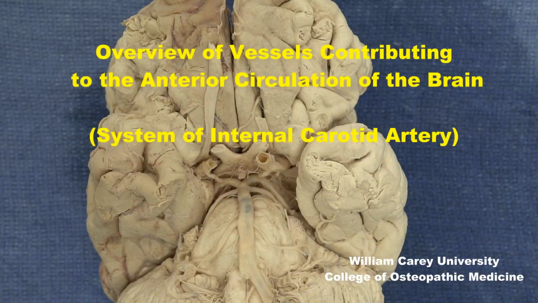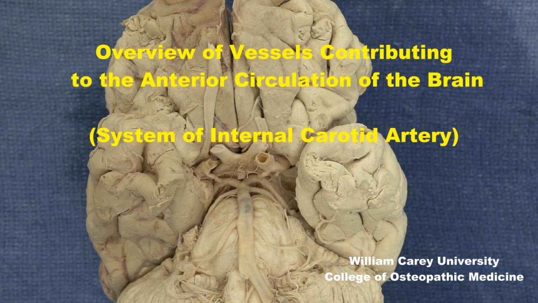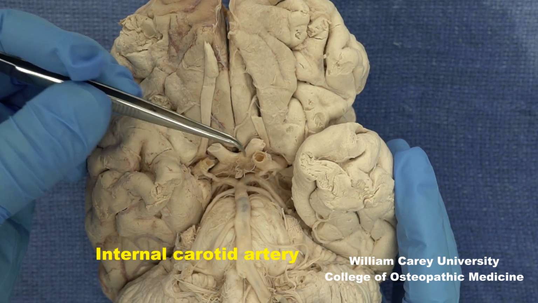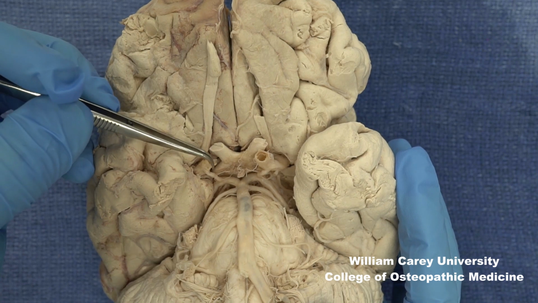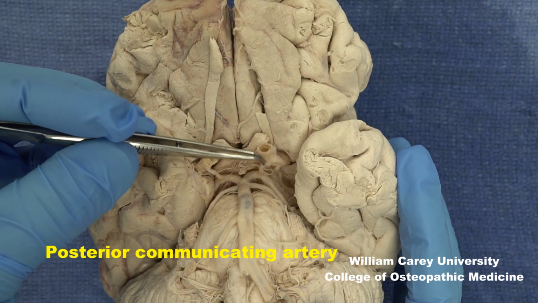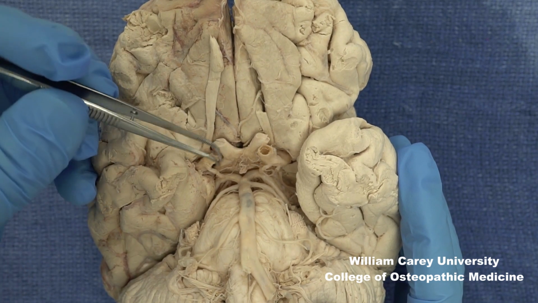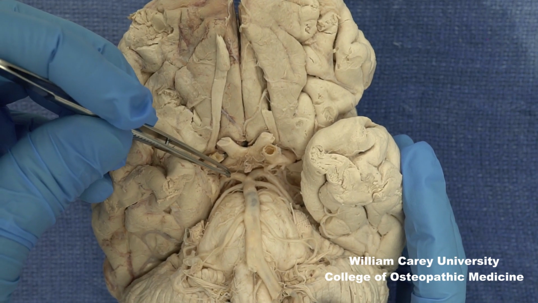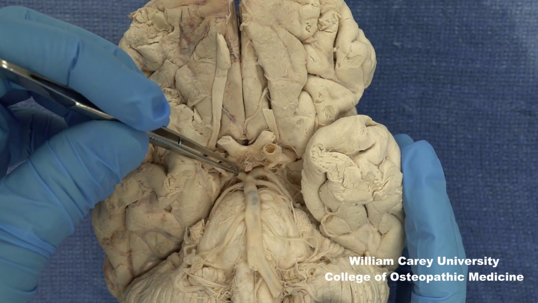The goal of this video is to demonstrate the initial portions of vessels contributing to the anterior circulation of the brain, also known as the system of the internal carotid artery. Here's the parent vessel, the internal carotid artery, on each side, and then we can see the posterior communicating artery running in the caudal direction, to join the vertebrobasilar system here.